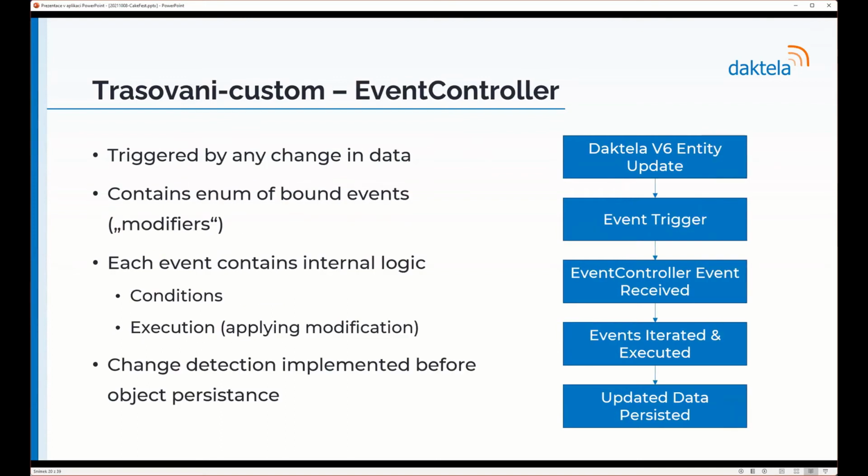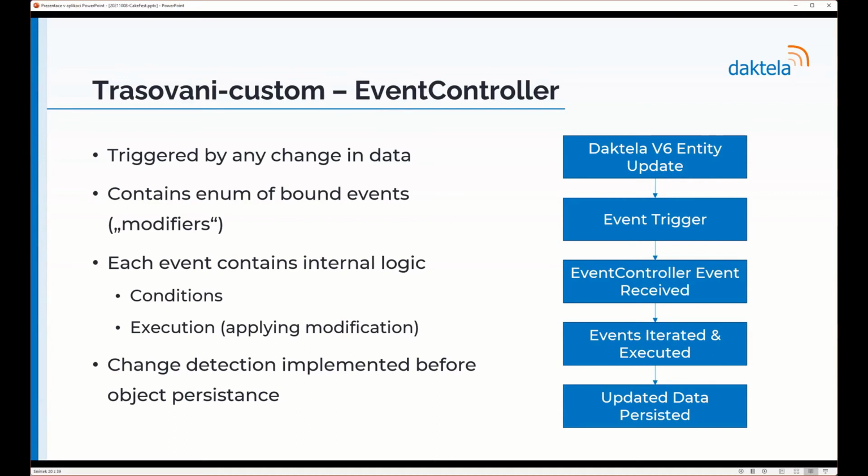The second important part is the event controller. I think that this is a really important part of this because a lot of the tasks that happen with the infected and risk patients in Daktela are automatic and require complex manipulation. The event controller is triggered whenever any change in data occurs, so it's sort of like a webhook. It contains enumeration of events, which we call modifiers. These modifiers contain encapsulated logic, which says for each record how this record should be changed, on what rules, what are the conditions for the change, etc. And in the end, they return the modified object back.